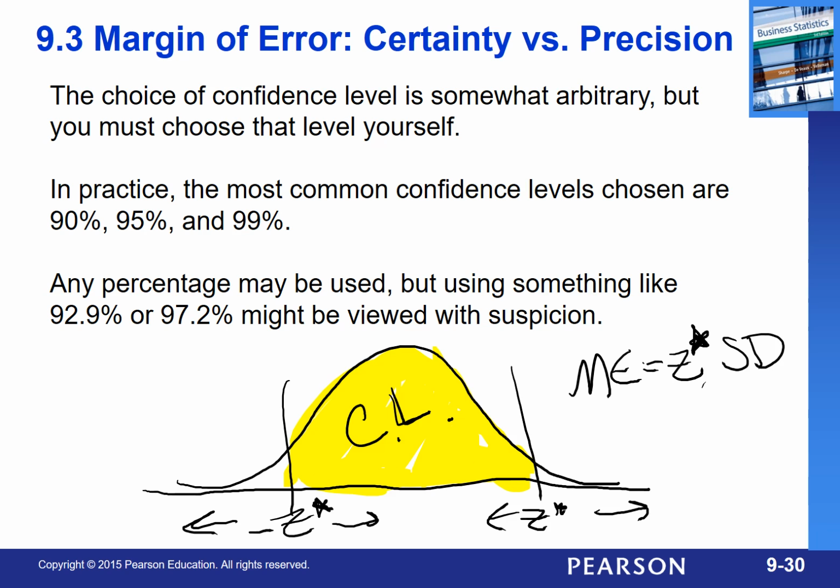So in order to do that, I'm going to have to move my z-stars further away. So that would give me more confidence. But that means that this value is larger, which means my margin of error is bigger, and that means the spread of my interval is larger as well. Crap, that's not good. I don't want my interval to be really far out because that gives me more values that it could possibly be.